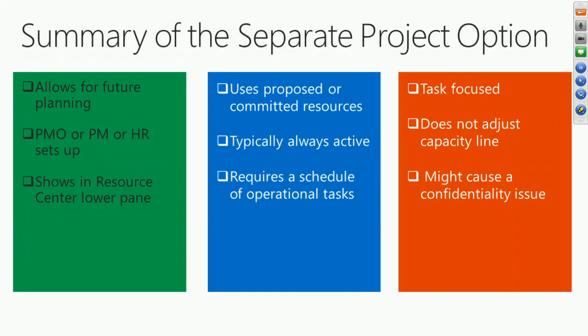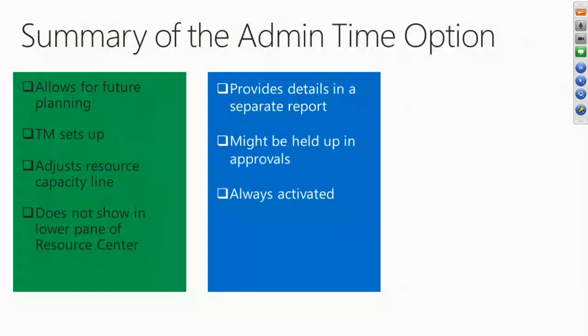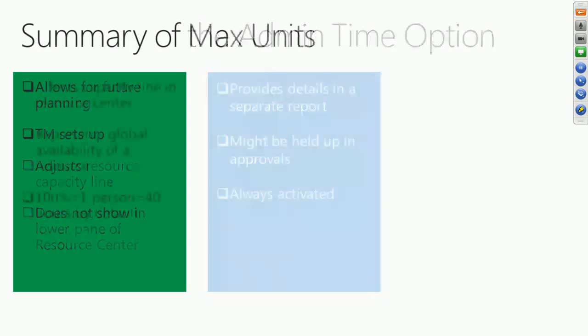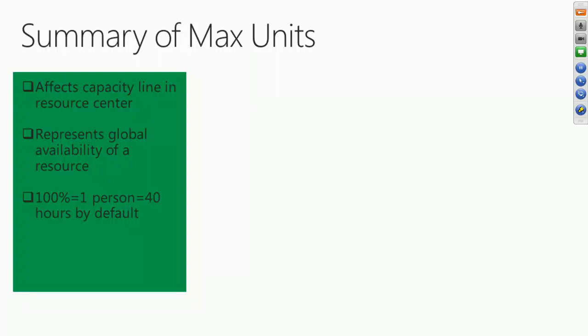In one of my customers, they actually have the HR department in charge of this. And what we also did was the admin time. Keep in mind the team member is the one that enters the information. The server administrator sets that up, but it does not show in the lower pane of the resource center. So that's kind of different. Also, you could have an approval issue with those timesheets. If they're putting in stuff for the future, it's got to go through an approval for some companies. Max units affects the capacity line. 100% is default. You can update it to 500% or so on. So that's a summary of the 3 approaches.